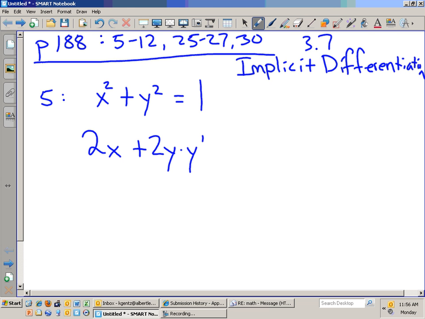Basically, if you're taking the derivative of y with respect to x, every time we take the derivative of something with x, we just do it like normal. But when we take the derivative of something with y, we have to attach a y prime onto it. Equals what? 0. The derivative of 1 is 0. So when I took the derivative of this, I got that.